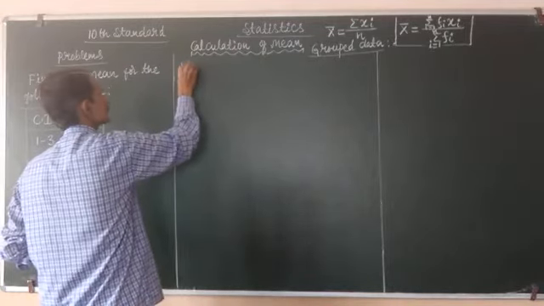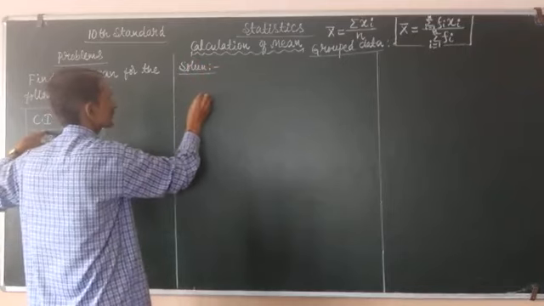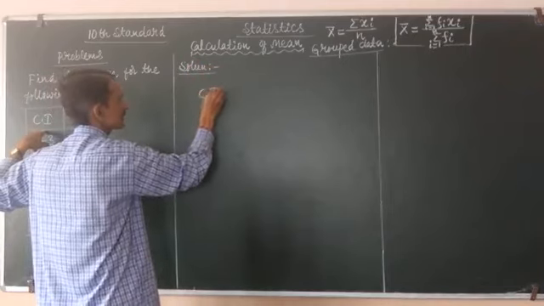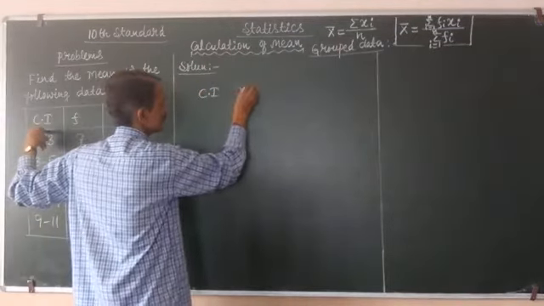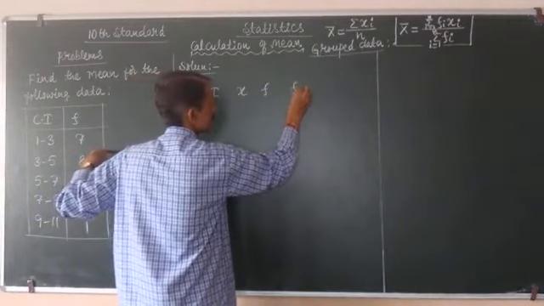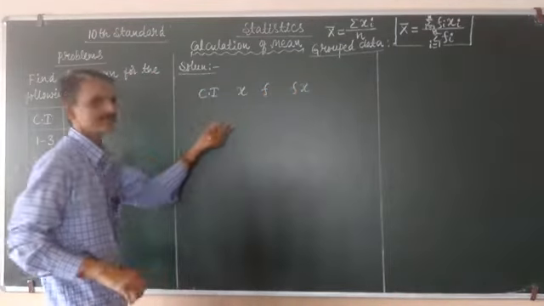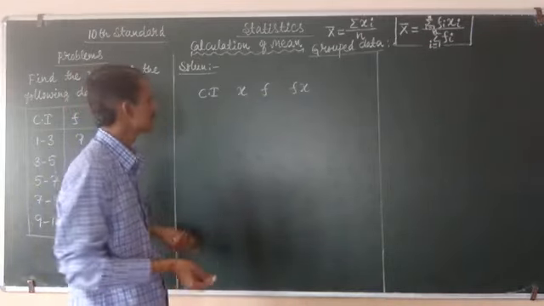So now we will simplify the problem. So solution for that is, now write down the class interval as it is. Class interval. Then we have to find out the midpoint. So f and fx. Or you can write f and xi, both are same.